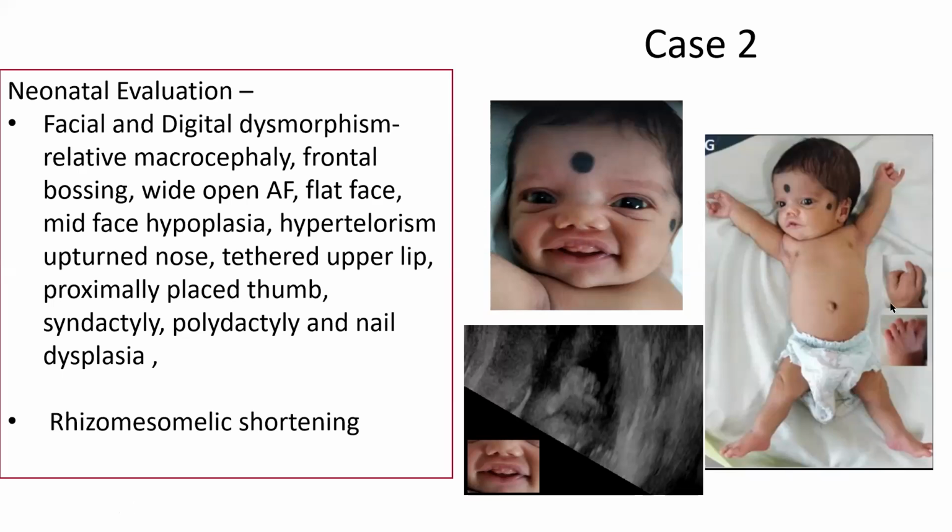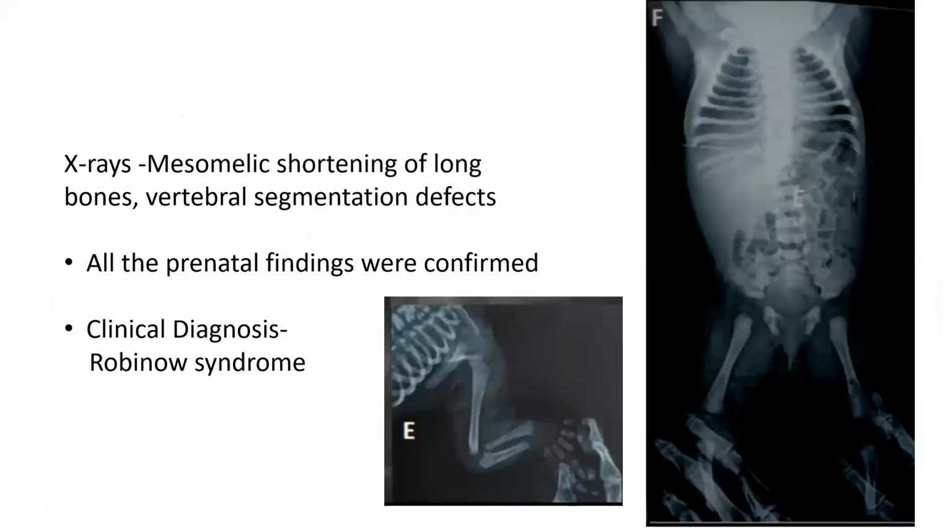And here we can see significant mesomelic shortening. In the X-ray findings, we can see mesomelic shortening of long bones. Here and here also we can see the humerus, radius, ulna, femur and tibia. And all the prenatal findings were confirmed on autopsy and skeletal examination.